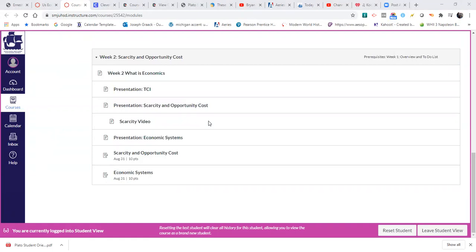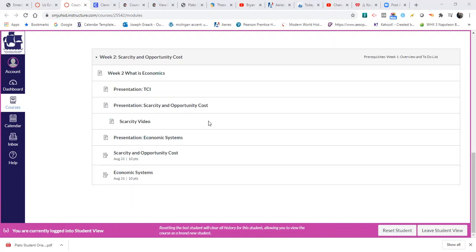So, scarcity and opportunity cost. We're going to go over what is economics. We're going to go over your digital textbook and notebook. We're going to talk about scarcity and opportunity costs and how they're related. I'll show you a quick example of some present day scarcity, opportunity cost, and factors of production in terms of creating economic decisions.